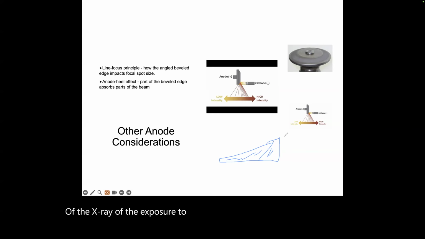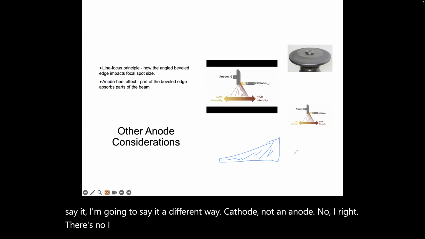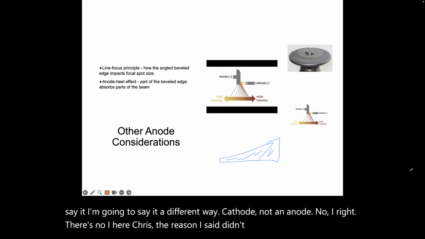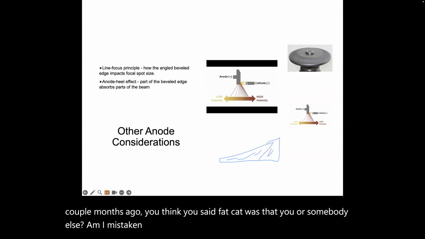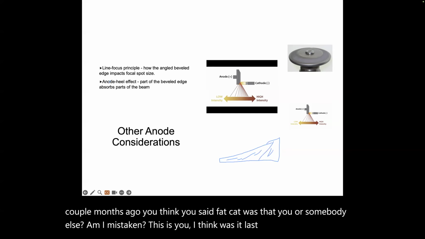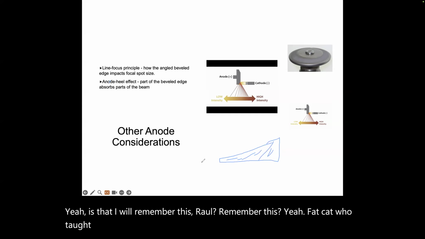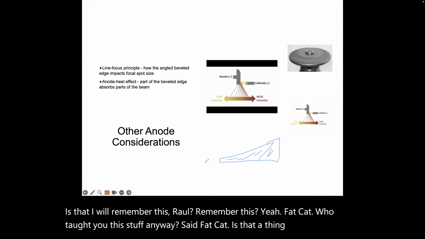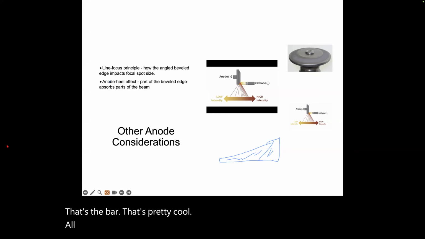And just to correct, every time you say it, I'm going to say it a different way. Cathode, not anode. No I, right? There's no I here. Chris, the reason I said don't answer is that in a review a couple months ago, I think you said fat cat. Was that you or somebody else? I think it was last year in November. Raul, you remember this? Yeah, fat cat. Who taught you this stuff? Anyway, that's pretty cool. All right, cool.